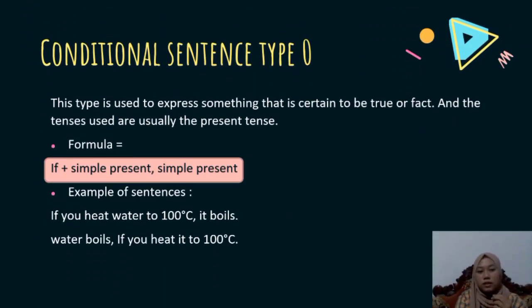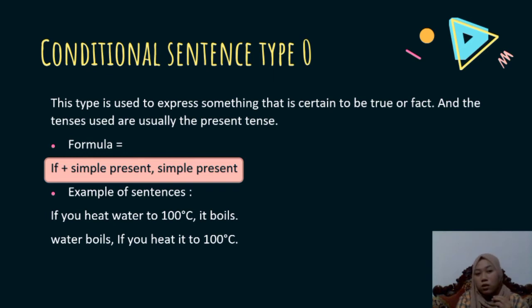The first one is conditional sentence type 0. This type is used to express something that is certain to be true or fake, and the tenses used are usually the present tense. Okay, the formula is if plus simple present and simple present.